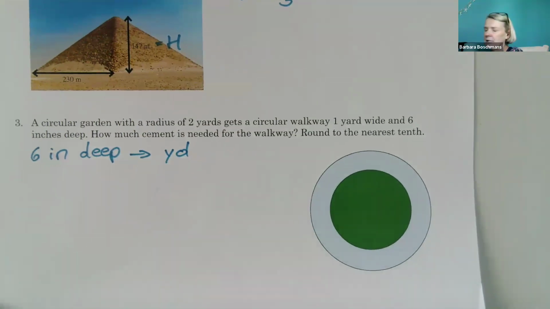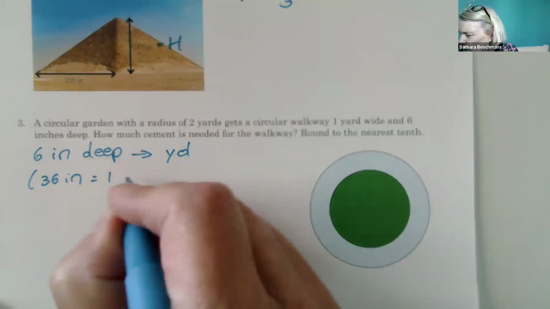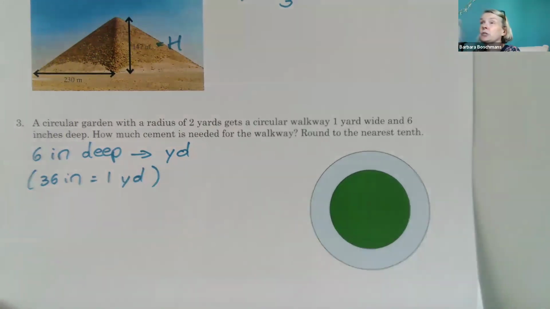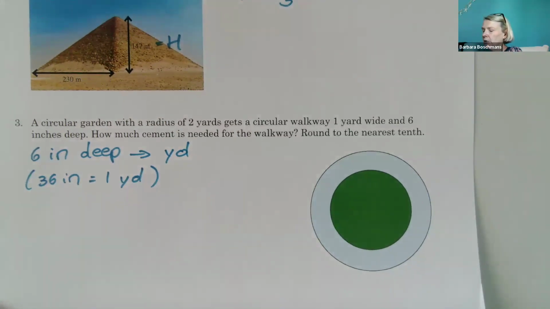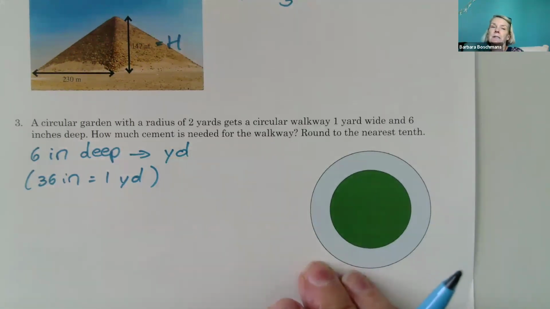There are 36 inches in 1 yard because there's 12 inches in a foot and 3 feet in a yard. You can make it all go to inches. You can make it all go to yards. But you need to figure out how much cement is needed. So you better get an answer in cubic inches or cubic yards. Either way is good.